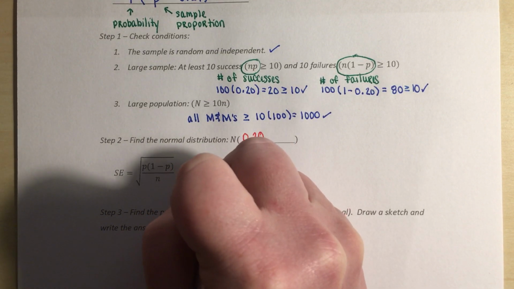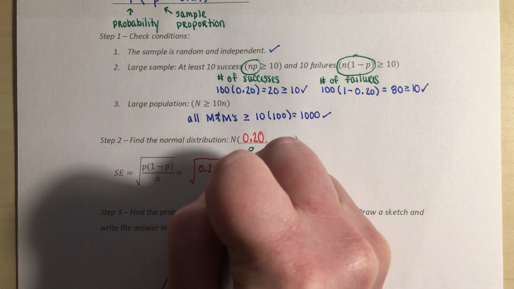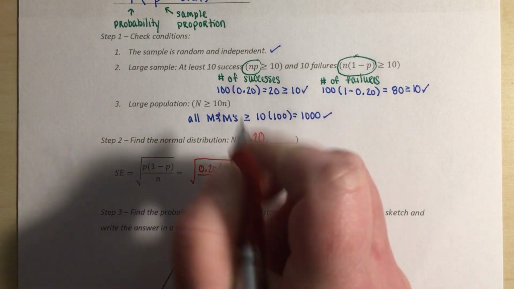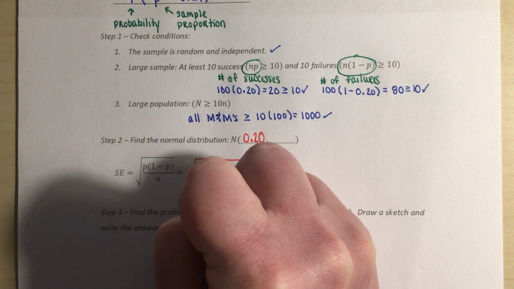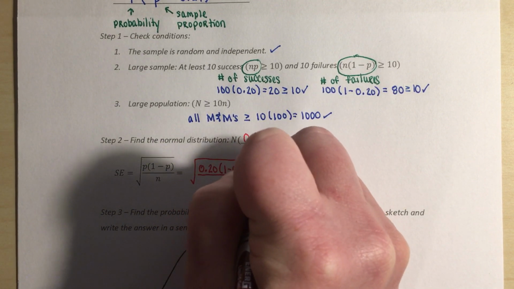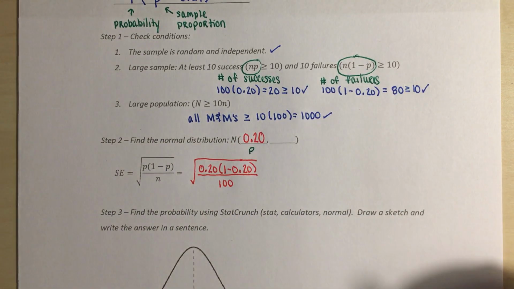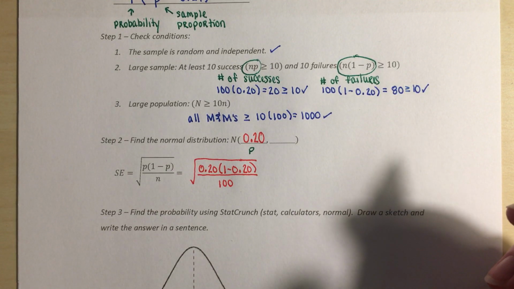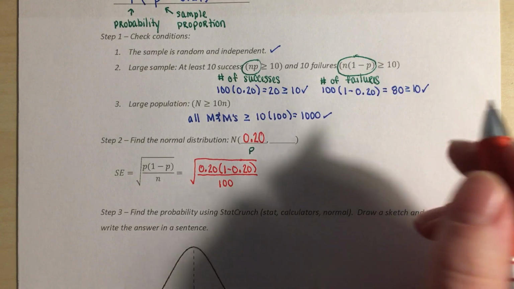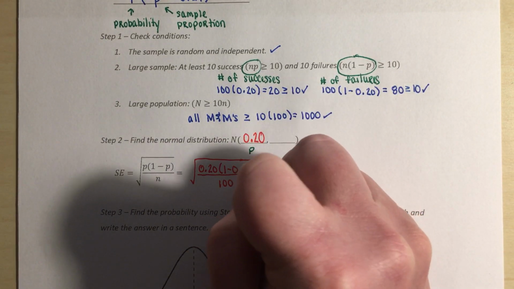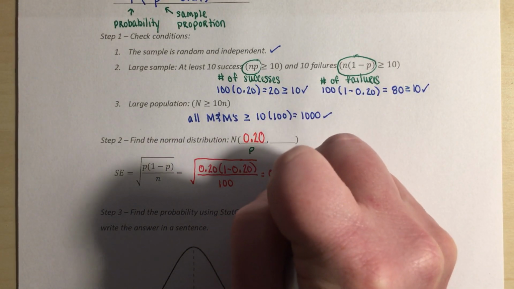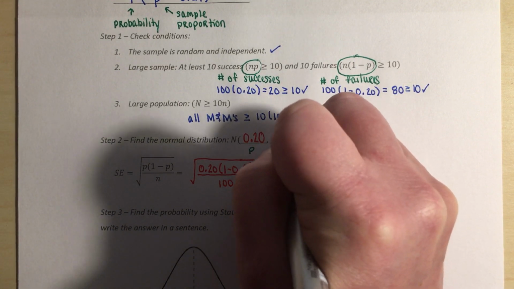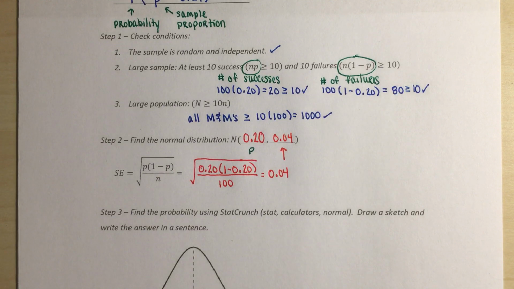We get 0.20 times 1 minus 0.20 divided by our sample size, which is 100. Again, we want to practice putting this into our calculator all at once. Use parentheses as needed, or do your multiplication and division and then come back and take the square root. Again, whatever is easiest for you. And this gives us 0.04.